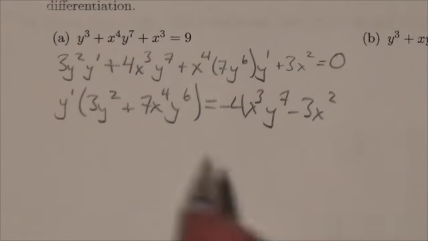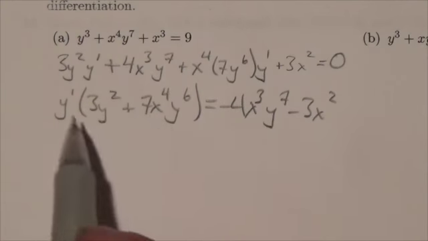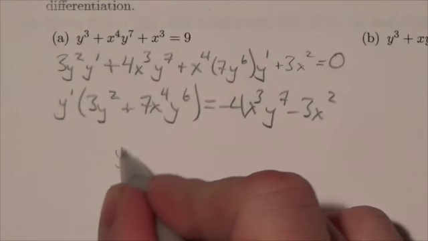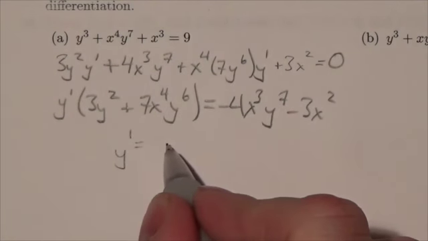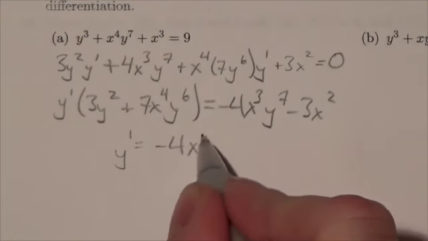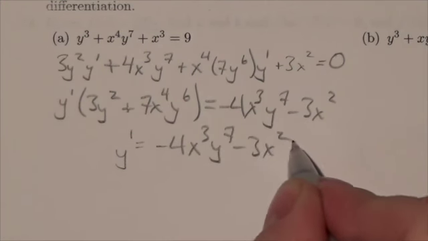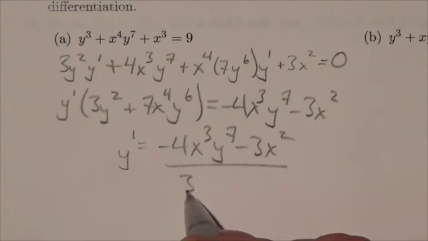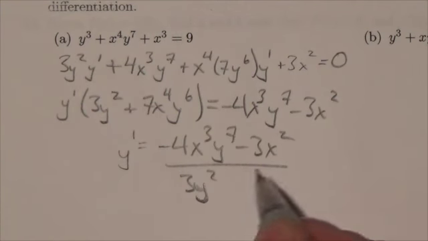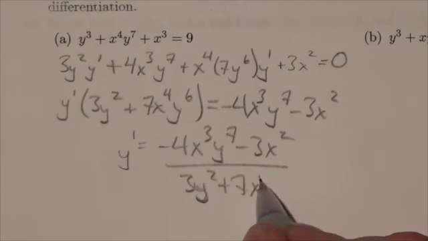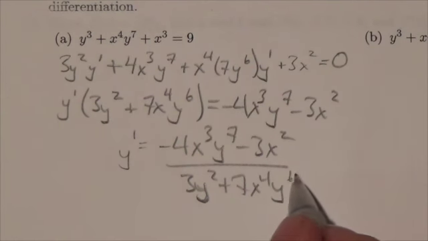And now what I'm going to do is divide by this expression right here to isolate the y prime. So y prime is going to equal negative 4x cubed y to the 7 minus 3x squared, all over 3y squared plus 7x to the 4 y to the sixth.